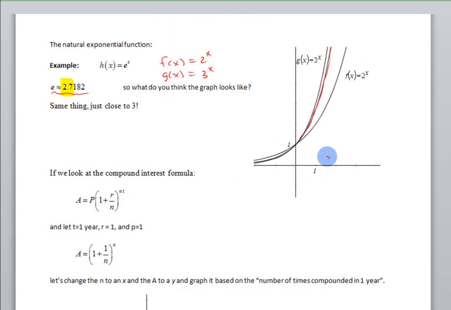Alright, now what does that mean? Well, it's a number, and where does it come from? Well, it comes from different equations. Okay, so it's a number, and let's see where we can see that in our interest formula.